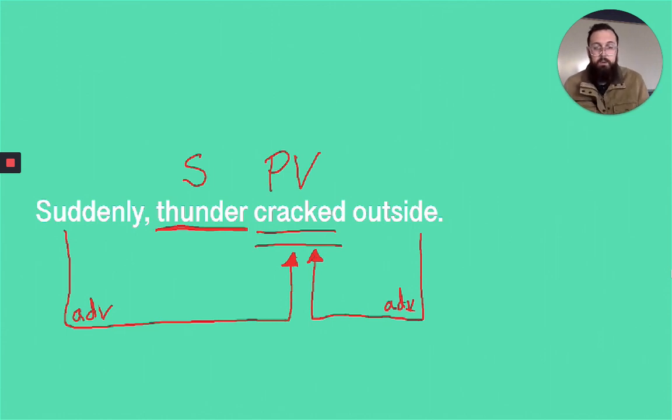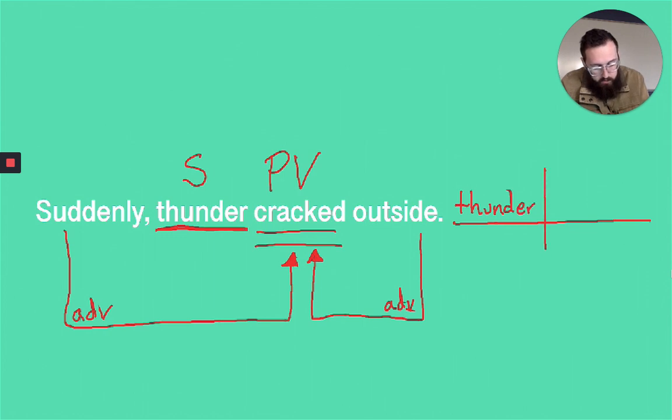So if I'm going to diagram this sentence, first I'm going to draw my straight horizontal baseline. And then I'm going to write my subject. Now, up until this point, most of our subjects have been at the beginning of the sentence, so they've been capitalized. But in this sentence, it's not the beginning, so I'm not going to capitalize it. Thunder. Then I'm going to draw my vertical line. Cracked.